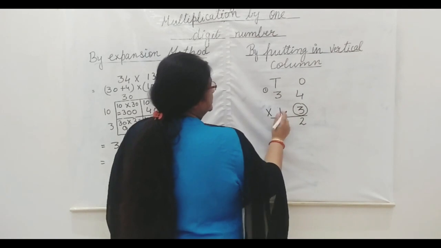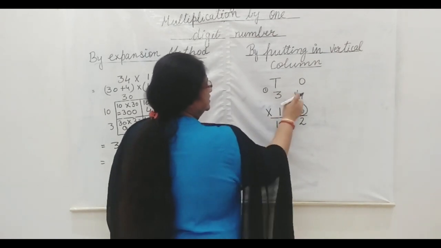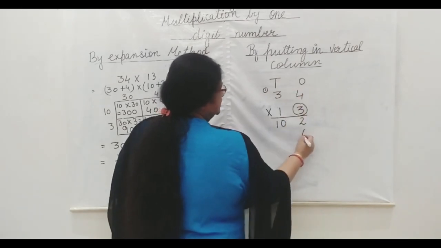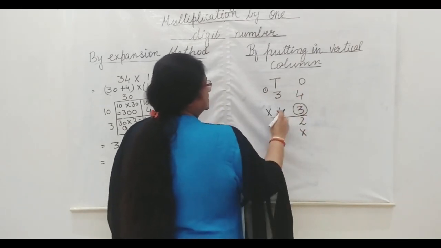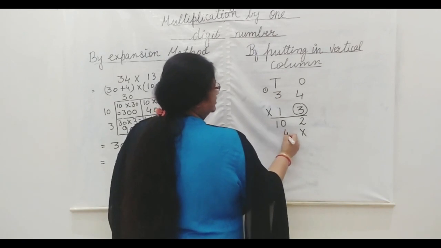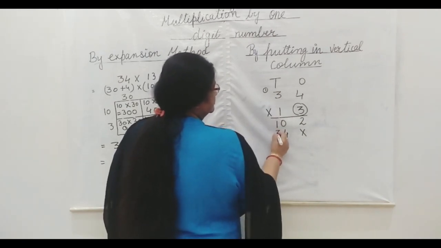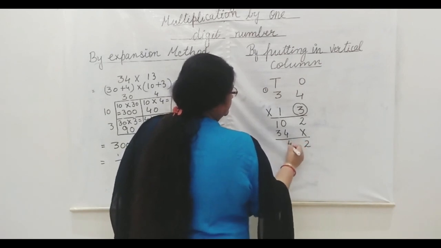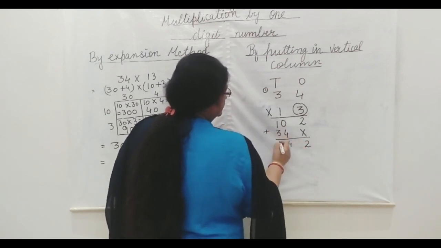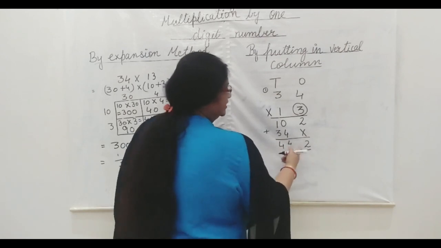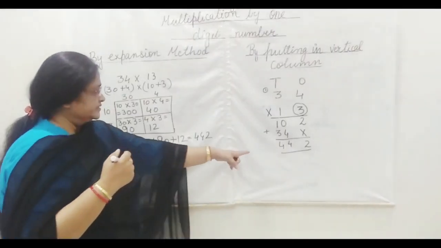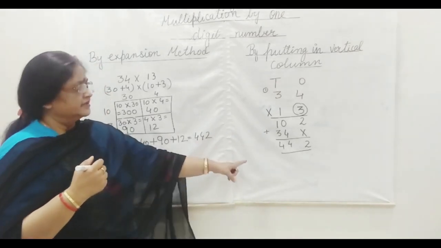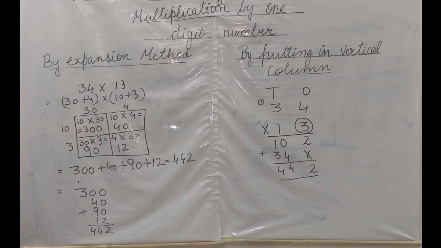Alright. Now, the second part we will multiply. Once the one's position is complete, we'll put a cross here. Then 4 1s are 4. And 3 1s are 3. Let's see what is the answer. We have to add it. What answer have we got? 442. Exactly the same number as we got here. So both the methods are there. One is the direct.